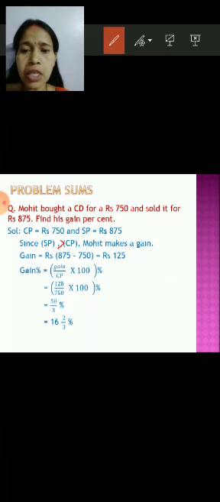We use this formula for gain percent. So gain percent equals gain by CP into 100, it will give you percent. So 125 by 750 into 100. When you do the calculation, you will get 16 whole number 2 by 3, that is the gain percent.